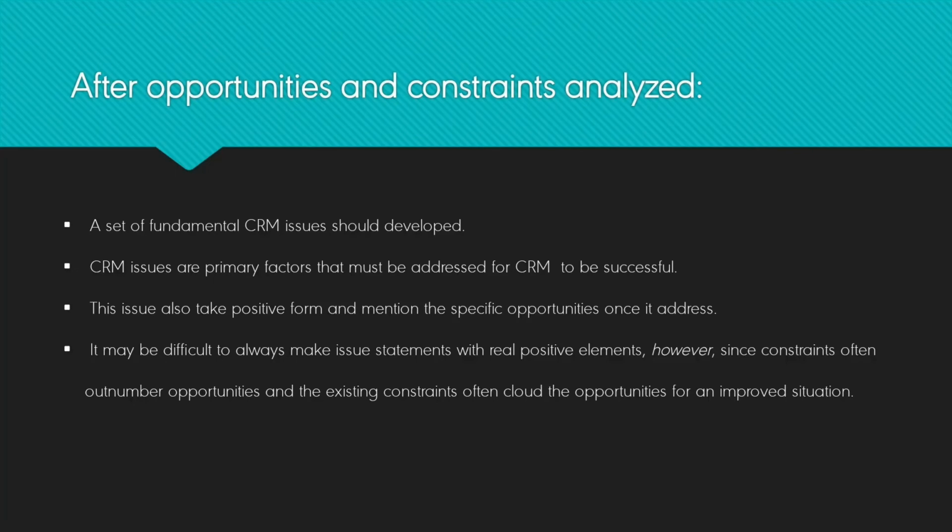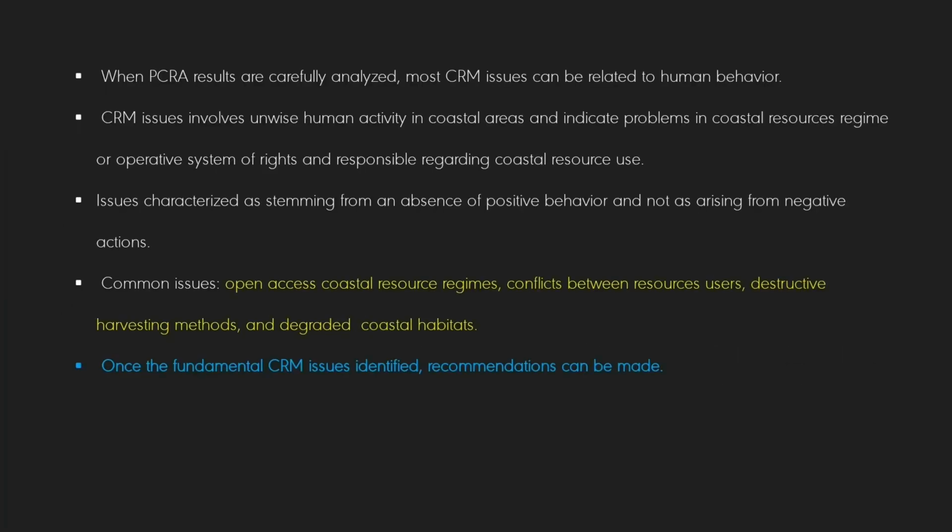It may be difficult to always make issue statements with real positive elements, since constraints often outnumber opportunities and the existing constraints often cloud the opportunities for an improved situation. When PCRA results are carefully analyzed, most CRM issues can be related to human behavior. CRM issues involve unwise human activity in coastal areas and indicate problems in the coastal resources regime, or the operative system of rights and responsibilities regarding coastal resource use.